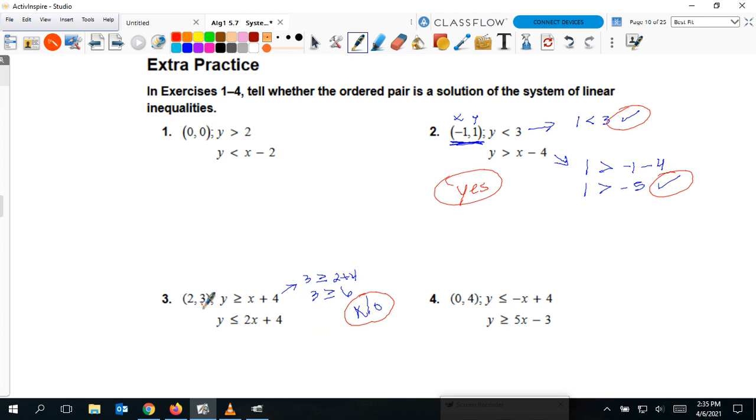So no, this ordered pair cannot be a solution to the system because it wasn't a solution to the first one. It has to check out for both of them. It has to be true on both. All right, so go ahead and pause the video and then do number 1 and number 4. So do 1 and 4 and then play it just to check your answers to see if you're correct.